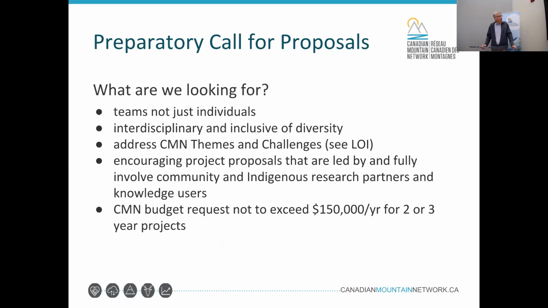There we go. So what we're looking for are teams, not just individuals, things that are interdisciplinary and inclusive of diversity. They address the themes and challenges that were articulated and laid out in the LOI, or they could be new things, but that's the focus. And the budgets are capped at $150,000 a year for either 2 or 3 years from the CMN funds, and of course there could be partner funding.